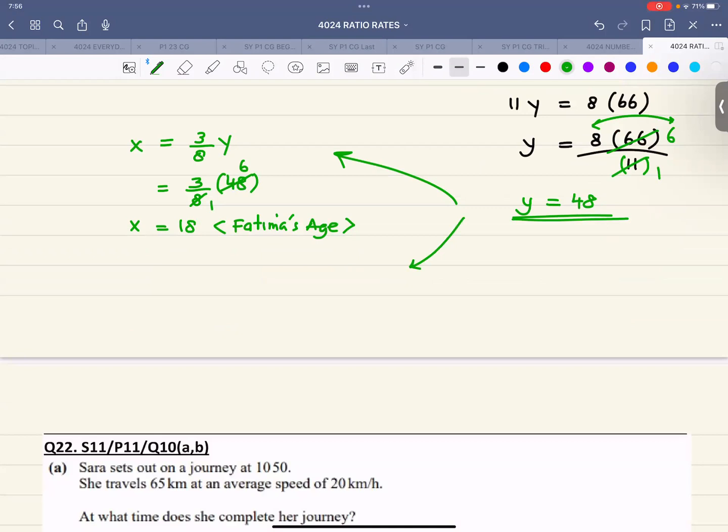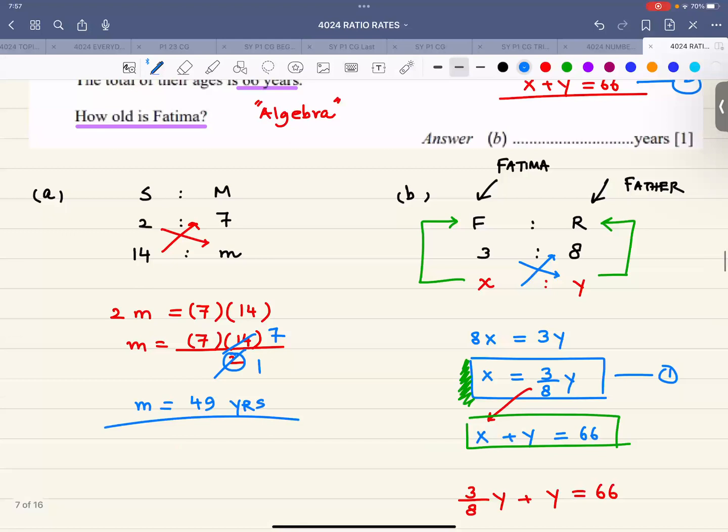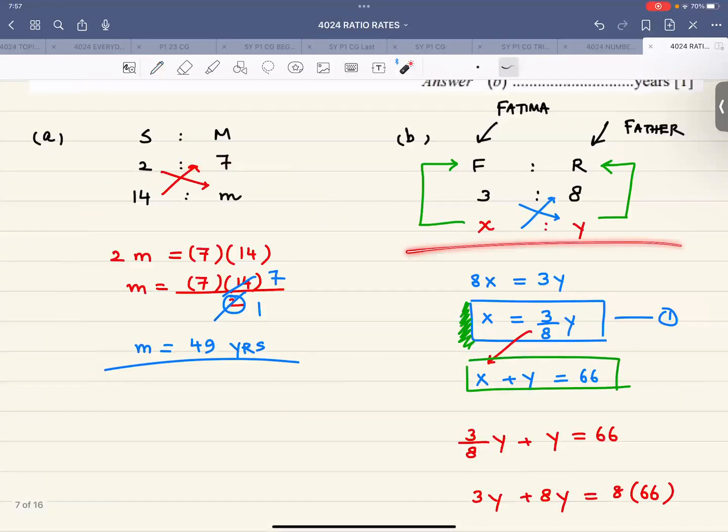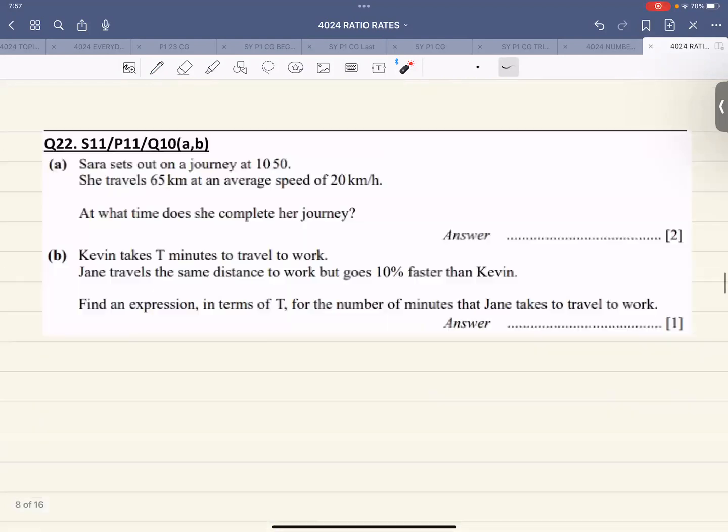Or what's the other way? We know that x plus y is equal to 66. x plus 48 equals 66. x is 66 minus 48, which comes out to be 18. That is again Fatma's age. So we can plug it into any one of the two equations. So the first question was basically about ratios. The second question was about forming a simultaneous equation and working it out.